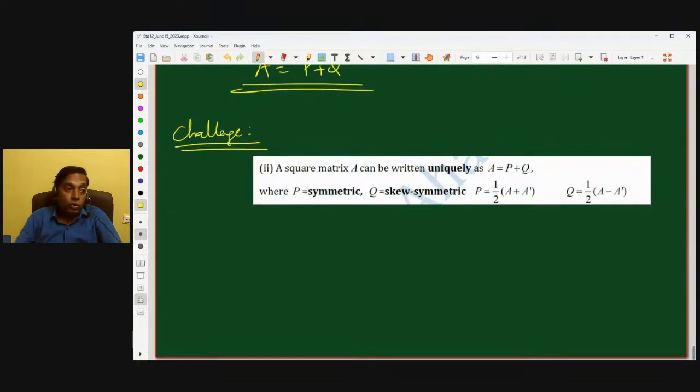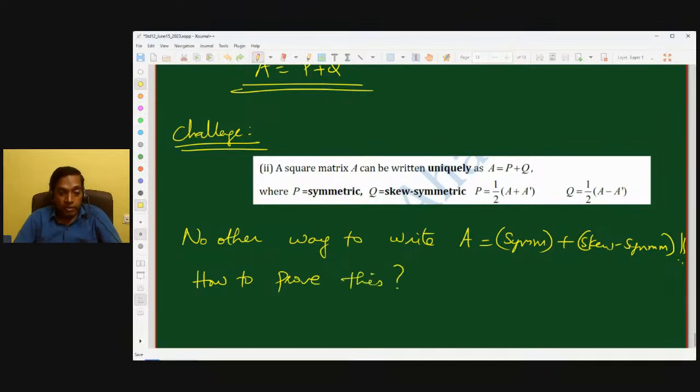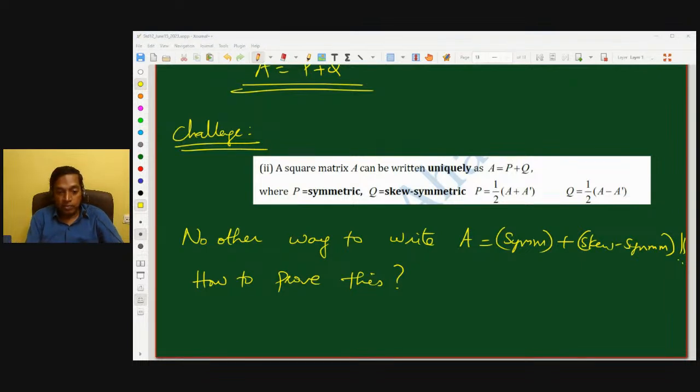No other way: A equals symmetric plus skew symmetric. How to prove this? Solve this question now. If you are able to prove, let me know. Just give me the outline of that proof. If you are not able to prove, that's okay. This is an optional thing. Just wait, I'll show you. You can think about the idea.